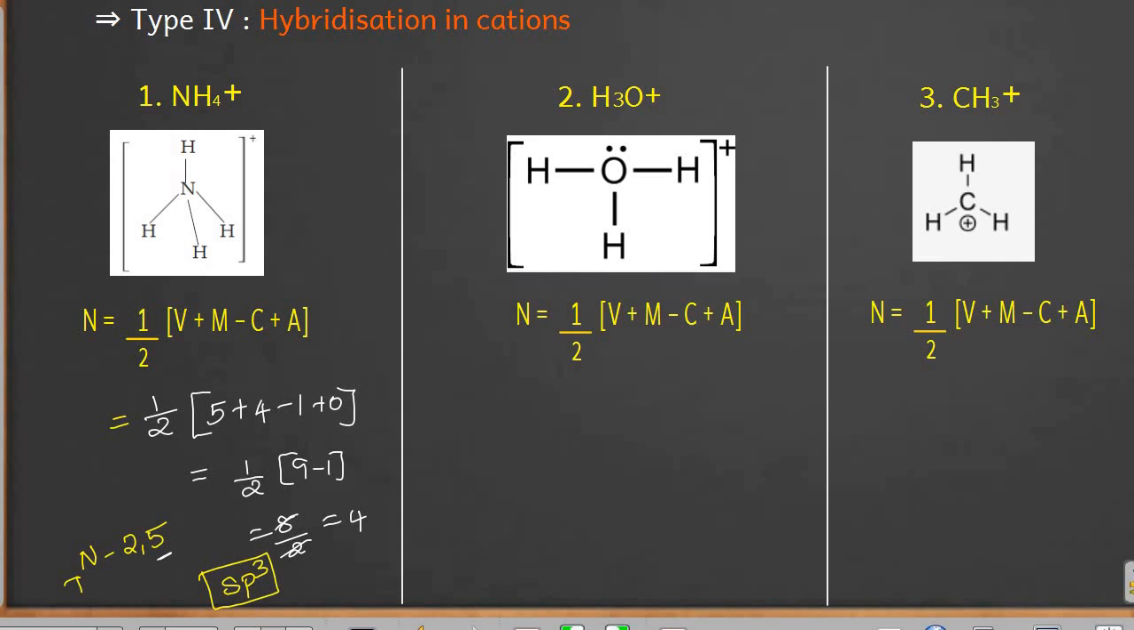So here the central atom is oxygen, so the atomic number is 8, so 2 comma 6, and the electronic configuration is 2 comma 6. The outermost electron is 6.